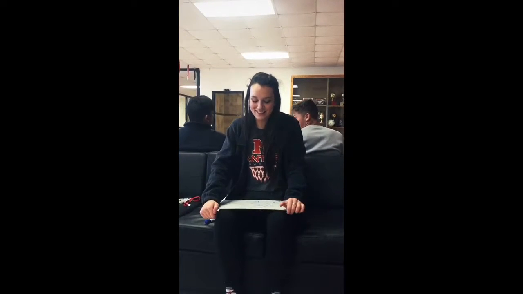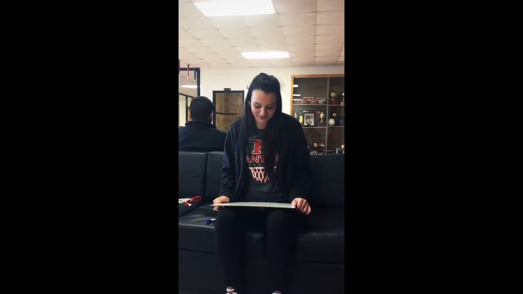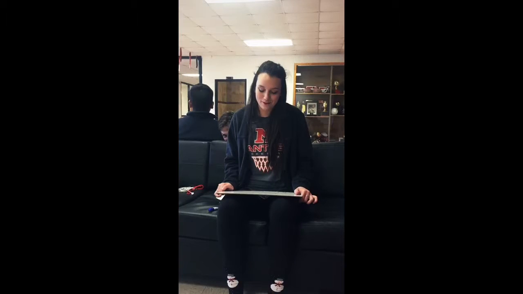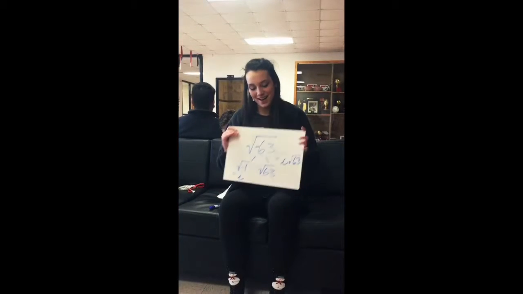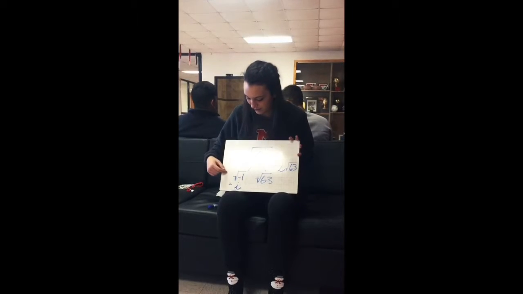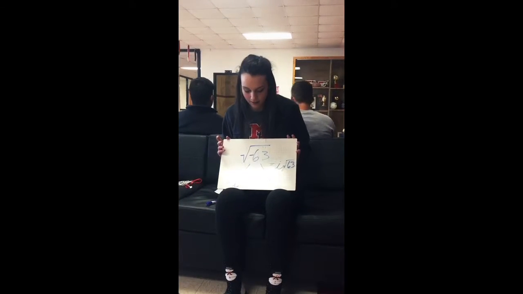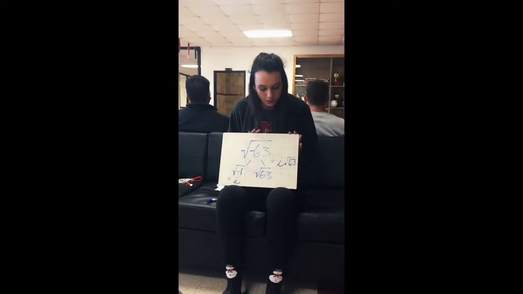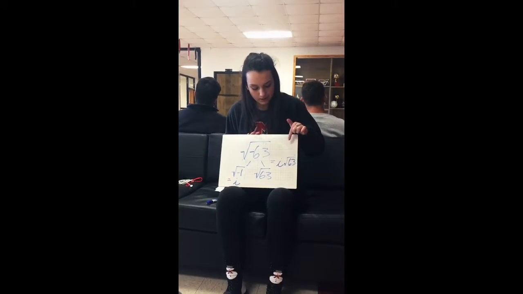A radical cannot contain a negative number. If this is the case, then it must be pulled out as a negative 1. And since negative 1 is an imaginary number, it can be replaced by I. For example, the square root of negative 63 can be simplified into the square root of negative 1 and the square root of 63, which would equal I square root of 63.